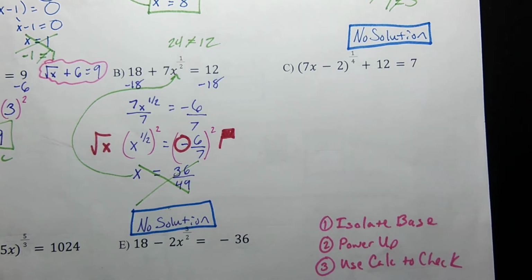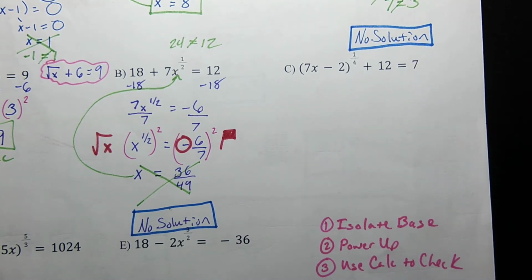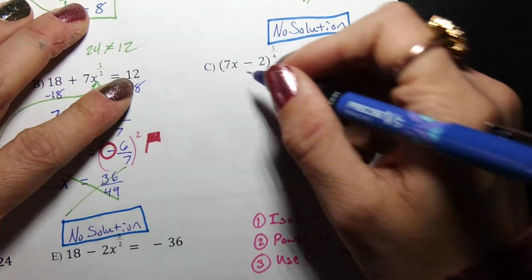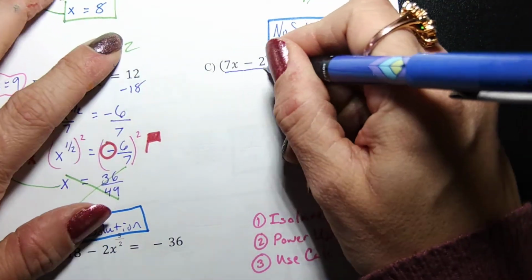Let's go ahead and take a look at problem C. We look at the power that we have. Taking something to the 1/4 power is the same as taking what root of it? The 4th root. So what do you think we're going to power up by to get rid of that 4th root? By 4. So folks, let's go ahead and isolate our base first, which our base is this whole thing.